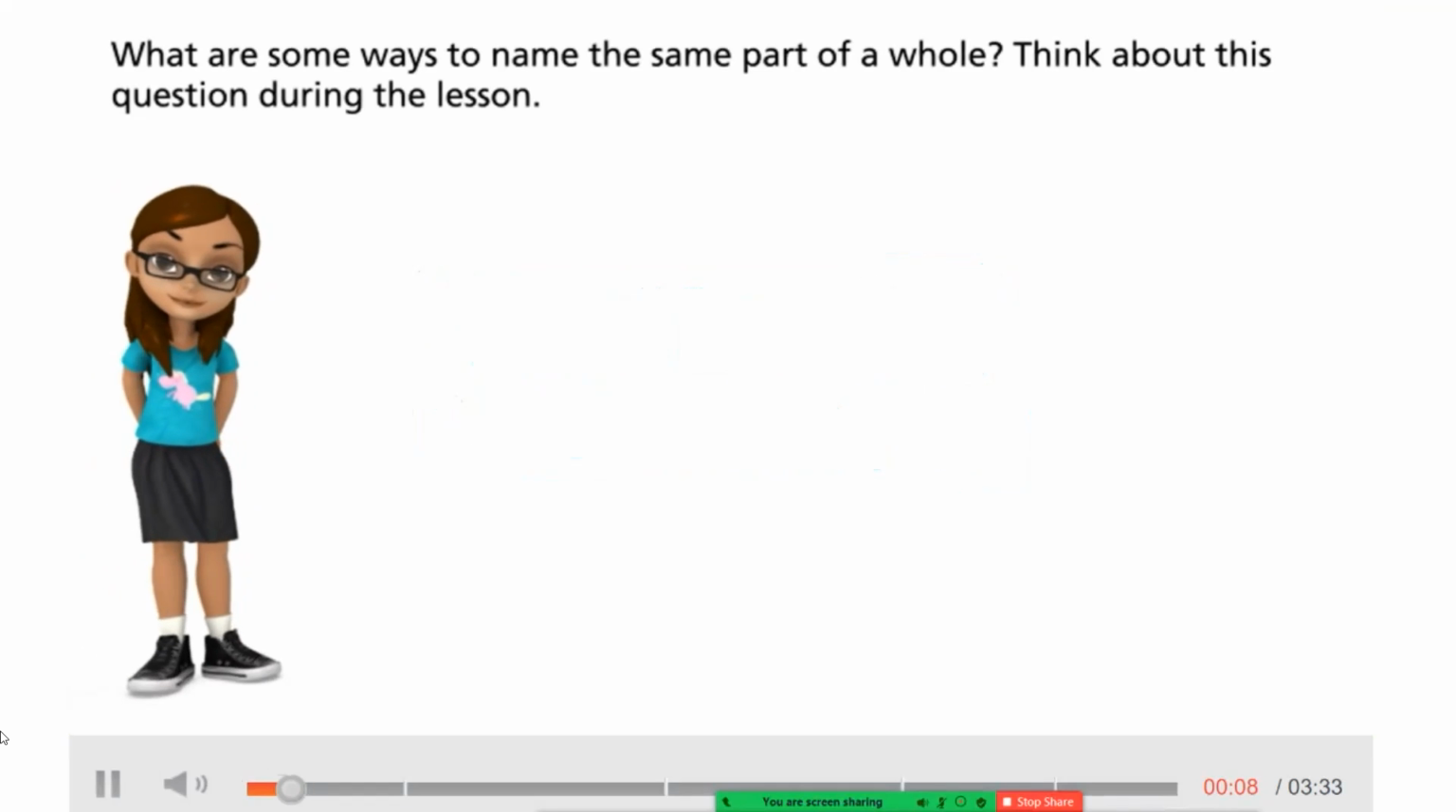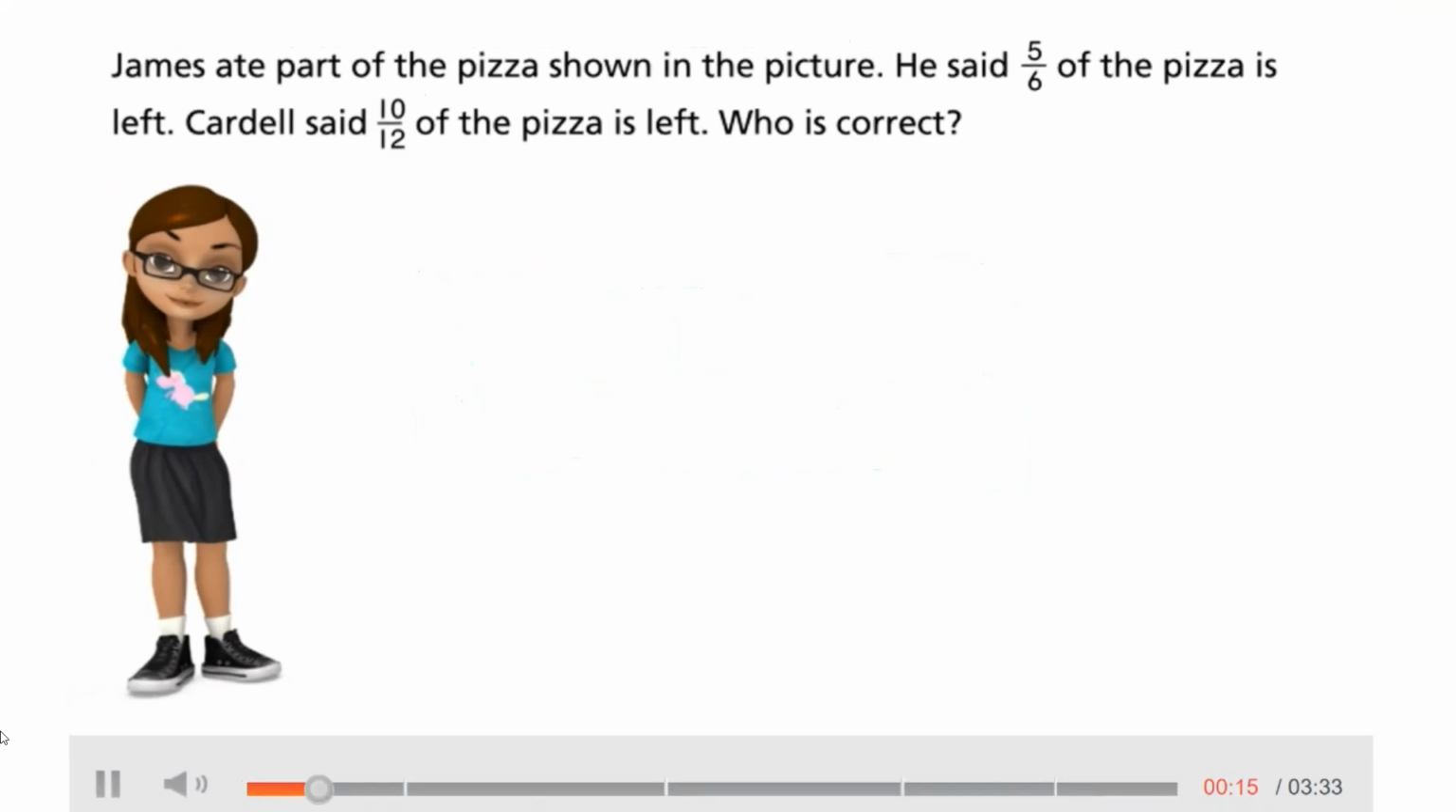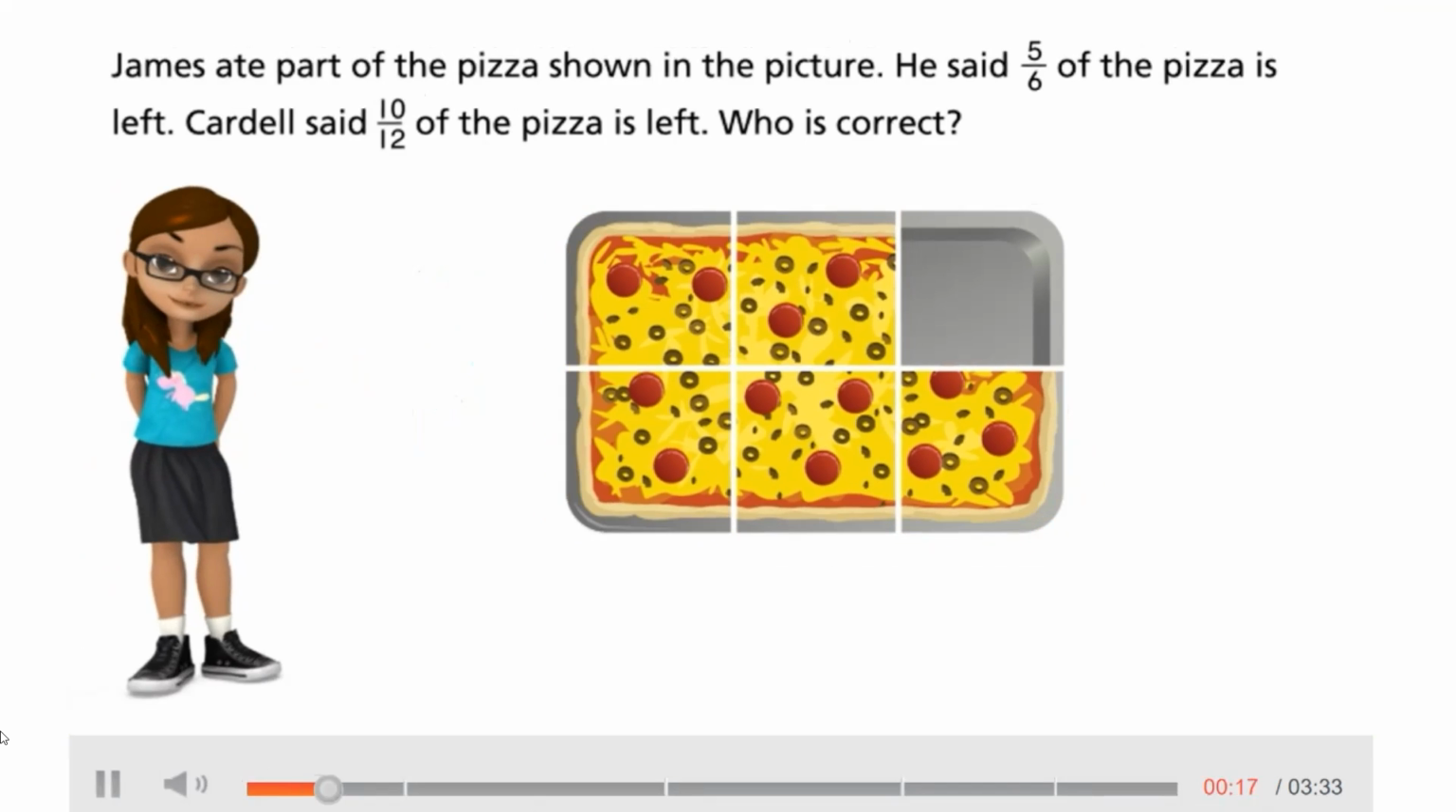What are some ways to name the same part of a whole? Think about this question during the lesson. James ate part of the pizza shown in the picture. He said 5/6 of the pizza is left. Cardell said 10/12 of the pizza is left. Who is correct?